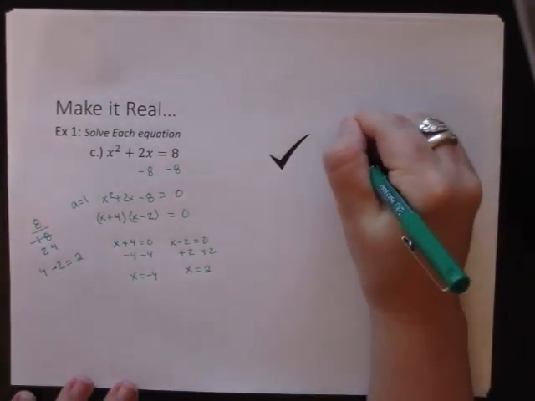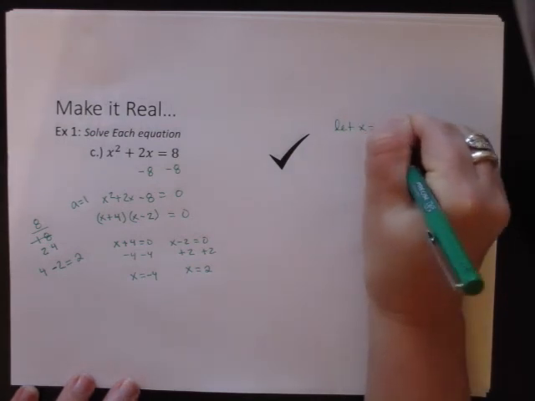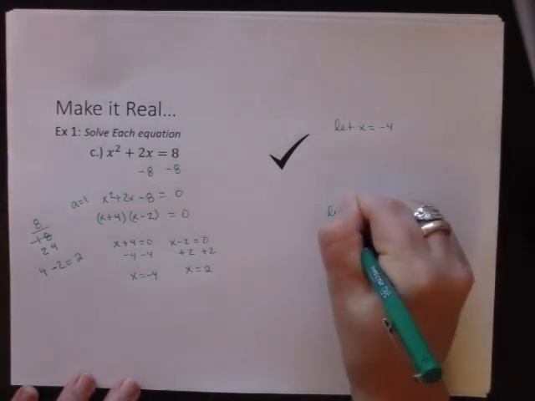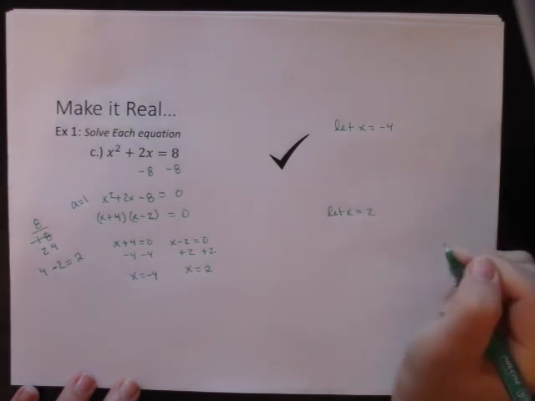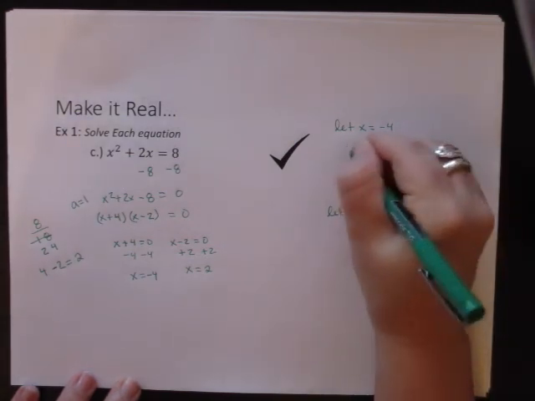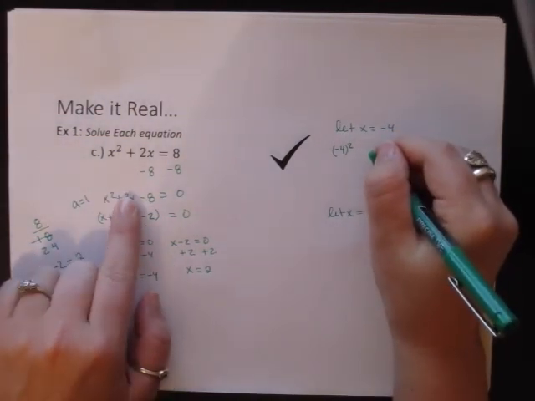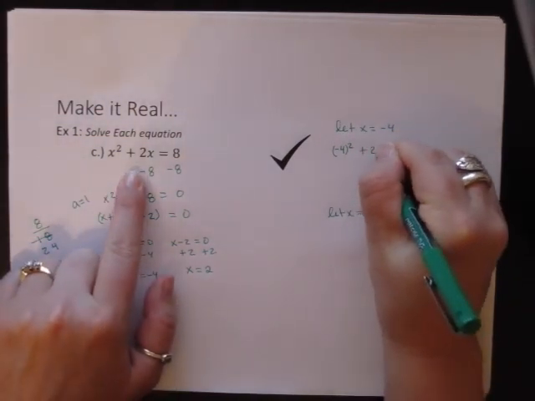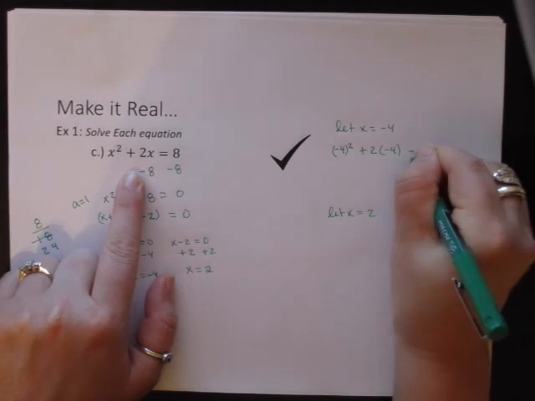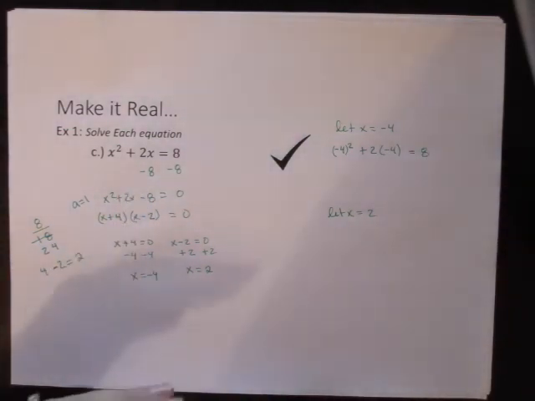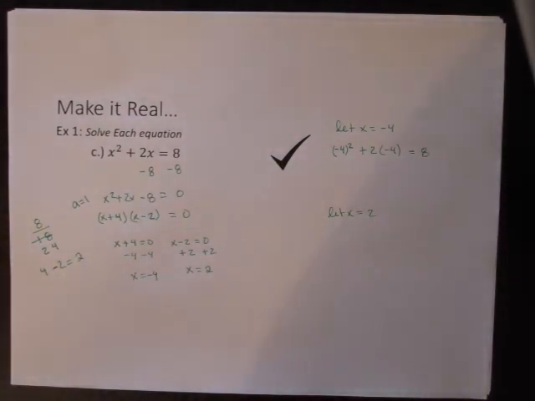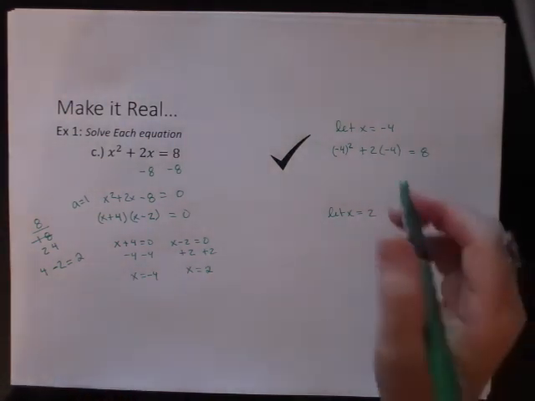So I'm going to let x equal negative 4, and I'm going to let x equal a positive 2. So I go negative 4 in parentheses squared in my original equation, plus 2 times negative 4 equals 8. You always want to plug it into your original equation, so you will end up getting it correct.